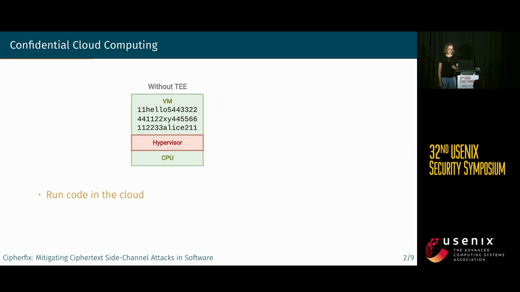So let's start. We all sometimes have some code that we want to execute, and we don't always have expensive hardware. So what do we do? We just rent someone else's hardware and execute our code in the cloud. But if we just do it as is, we don't have any protection. If there's an attacker also on the same system, like the cloud provider or the hypervisor, then they can just read all the data in clear because we didn't add any protection on top of that.